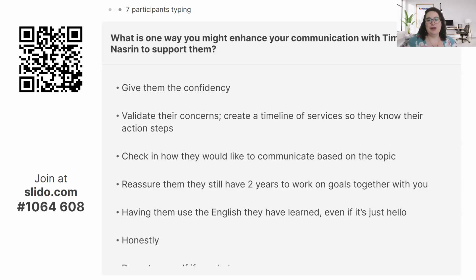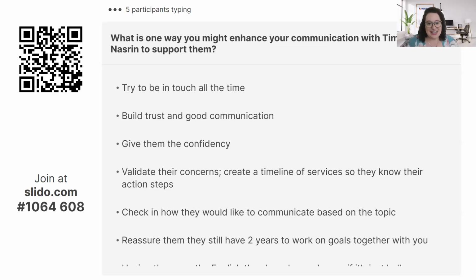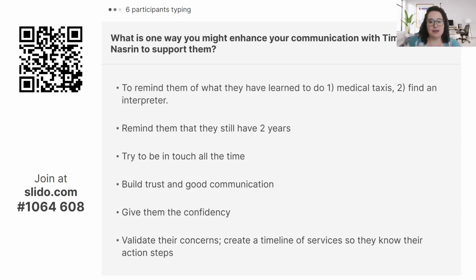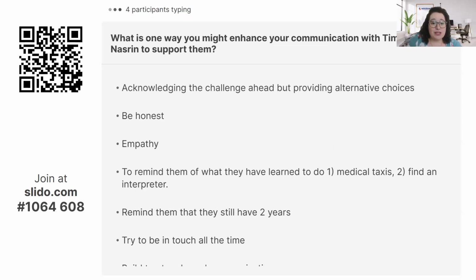Reassure them they still have 2 years to work on goals together with you. 2 years is a lot. It can feel like it's not a lot, but there's still a lot of time. Validate their concerns, create a timeline of services so they know their action steps, helping give them confidence, trying to be in touch, not letting communication lapse, reminding them of what they've learned to do.